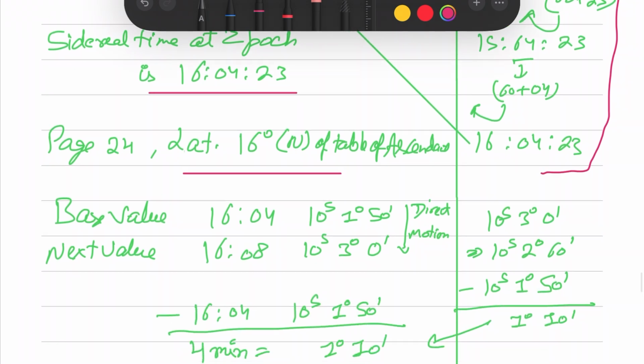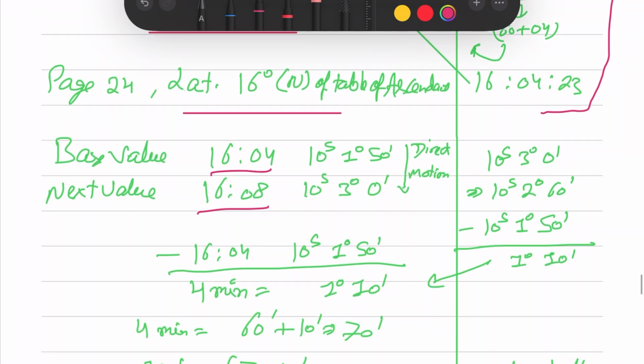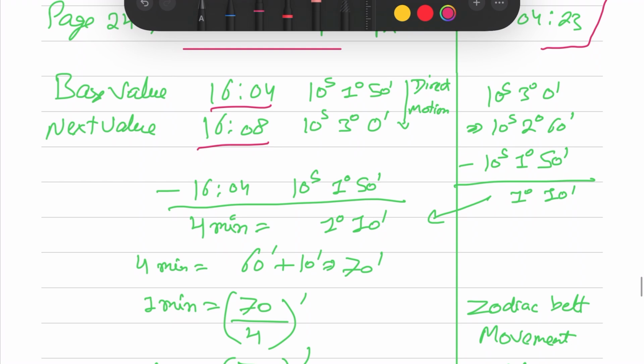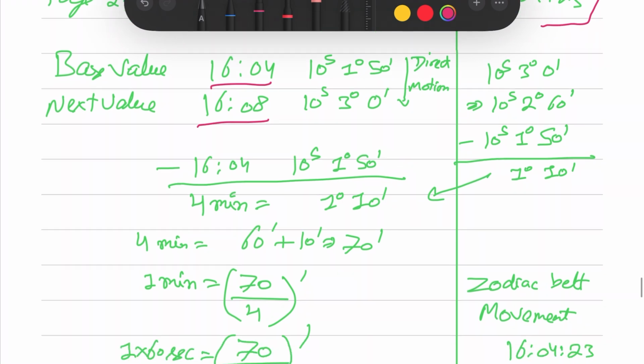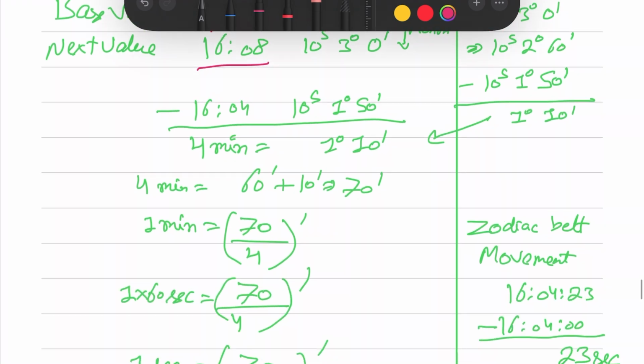So we have written the base value as 04 and the next value as 08, which is 10 sign 1 degree 50 arc minute and 10 sign 3 degree 0 arc minute. So we subtract it. So we get 4 minutes equal to 1 degree 10 arc minute, which can be written as 4 minutes equal to 60 arc minutes plus 10 arc minute, because 1 degree is equal to 60 arc minutes. So it is 70 for 4 minutes, and for 1 minute, it is 70 by 4.